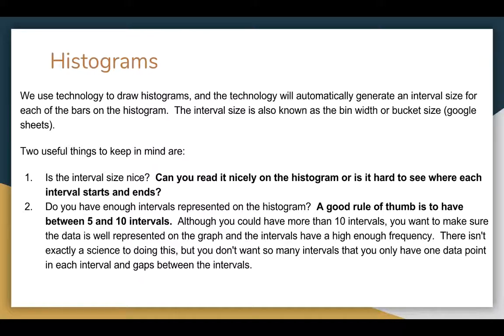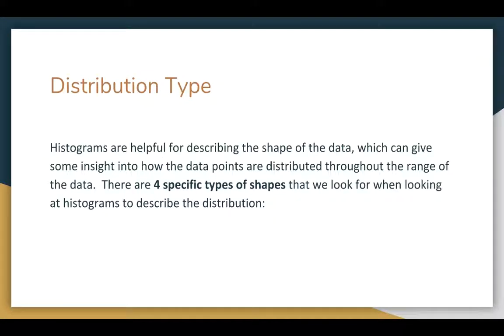You don't want too few, because then there would be too much data in each interval, and you wouldn't get a good shape. You can imagine every piece of data might be in one interval. But you don't want too many, because then there might only be one piece of data in each interval. So between 5 and 10 intervals, and 5 to 10 bars on the histogram.